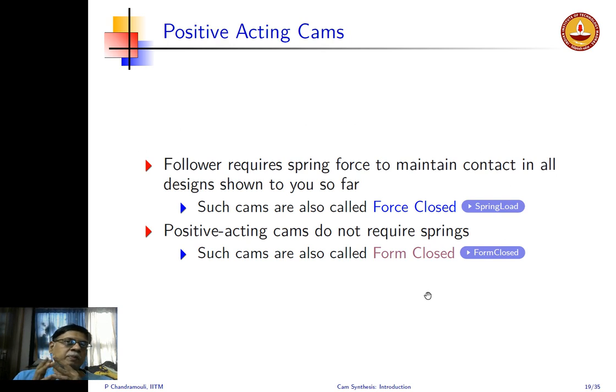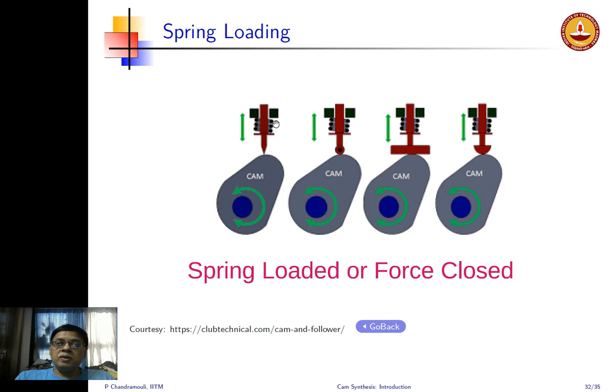Then we have what are called positive acting cams, which means that effectively the follower requires a spring force to maintain contact. So the contact has to be maintained by force. Such cams are also called force closed. You can see in all four of these we have a spring, because when the follower goes up, for it to be able to come down, I need a spring force to maintain that contact. Otherwise, kinematically, while it may be easy to say that it is in contact, when it moves away, there's nothing that brings it back. So I need a spring force here. All of these cams are shown spring loaded, and they are called force closed cams.